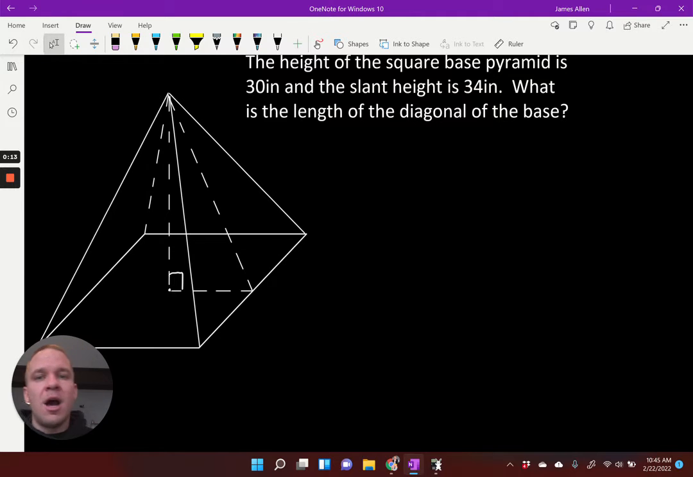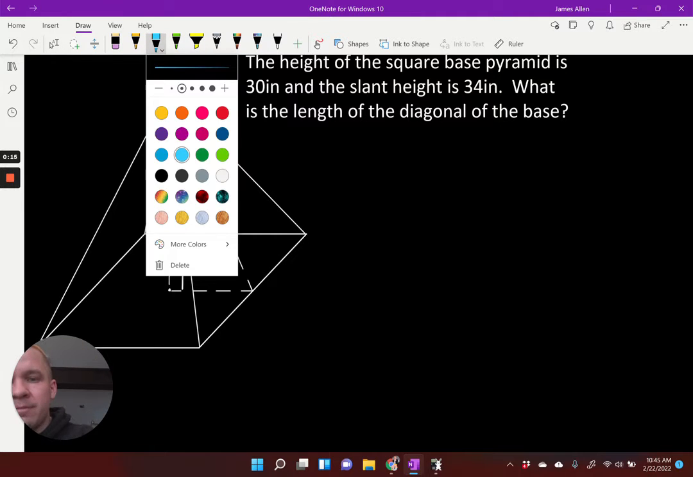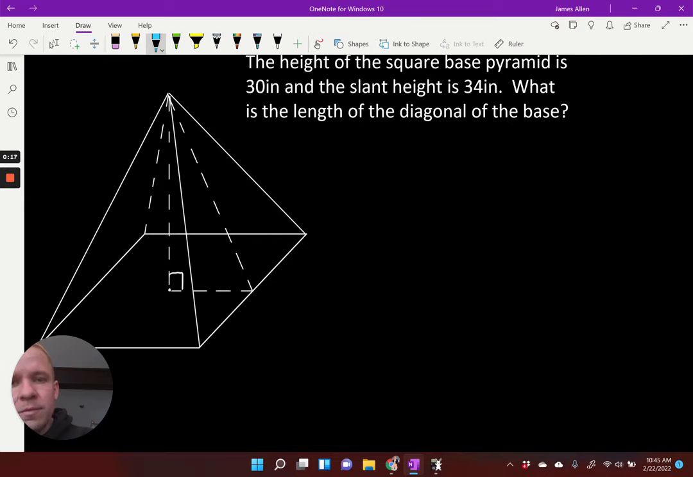All right, so let's label some things up, shall we? I think we shall. We'll go with light blue. Okay, so the height is 30, and then I've got 34 over here. I'm going to forego the units on the diagram. It gets a little messy. I want the length of the diagonal of the base.